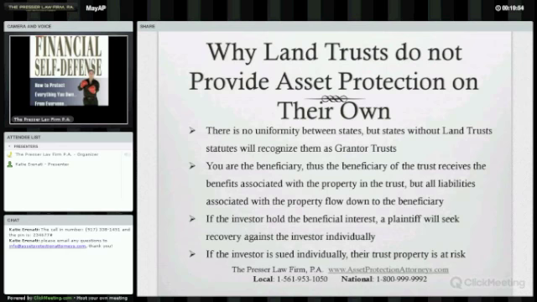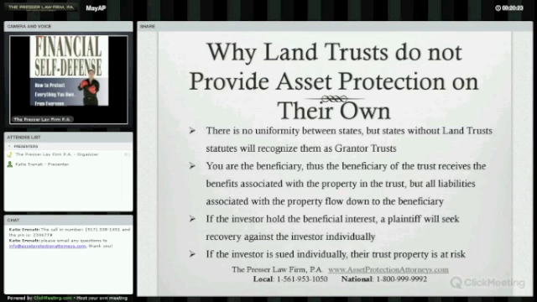Why doesn't the land trust provide asset protection on its own? Well, number one, there's no uniformity between states. But states without the land trust statutes, they'll recognize them as grantor trusts. So, that's number one. Most importantly, the beneficiary of the trust receives obviously all the benefits associated with the real estate and property in the trust, but also all the liabilities associated with the property flow down to that beneficiary.